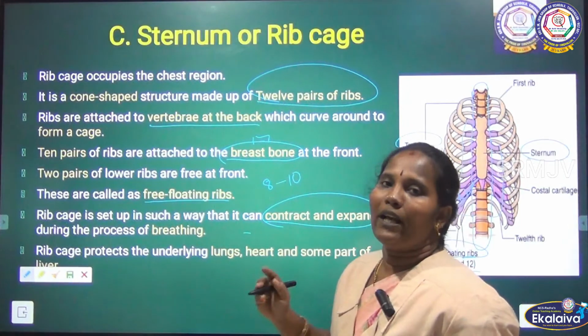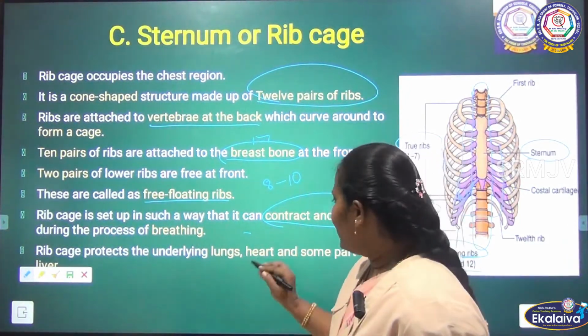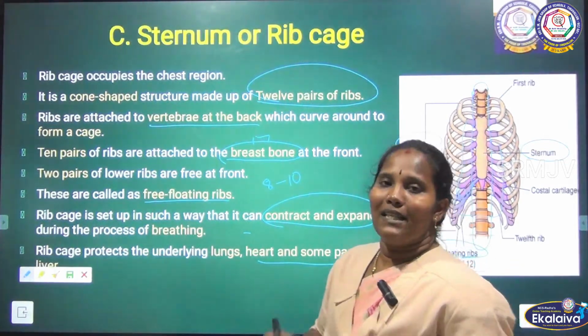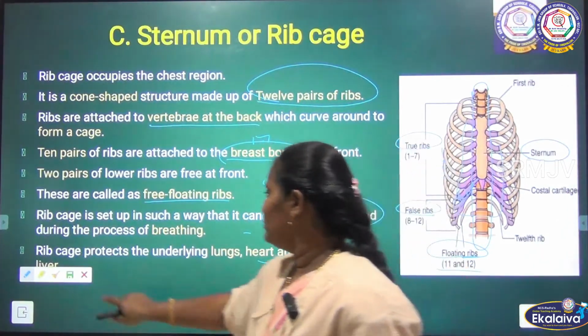Then the soft inner organs are protected here. What are they? Lungs, heart, and some other organs like the liver are protected safely by this rib cage.